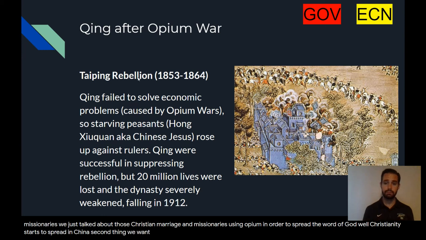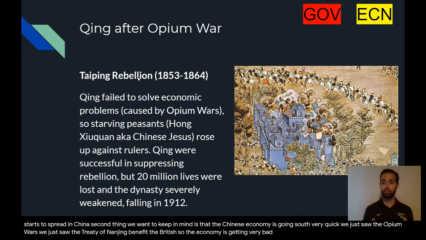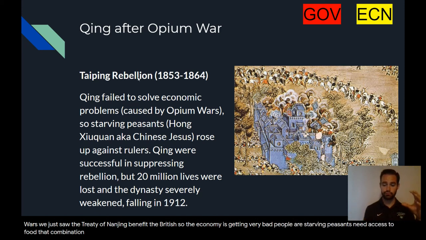Second thing we want to keep in mind is that the Chinese economy is going south very quick. We just saw the Opium Wars. We just saw the Treaty of Nanjing benefit the British. So the economy is getting very bad. People are starving, peasants need access to food. That combination of Christianity and peasants needing food is going to lead to this Taiping rebellion.